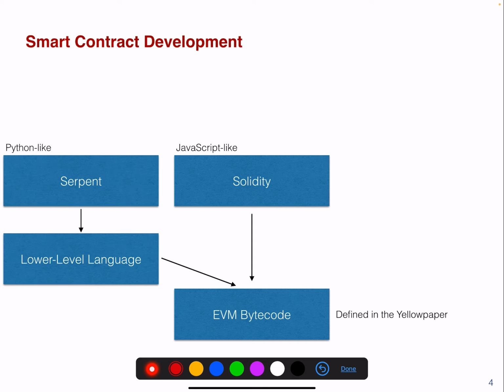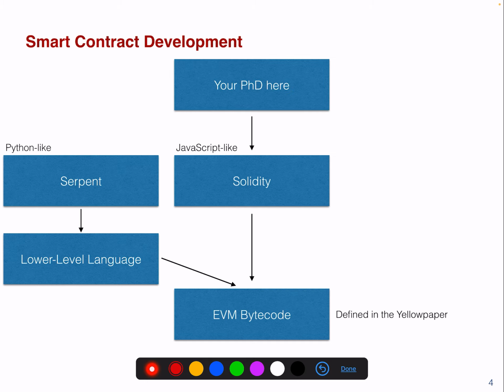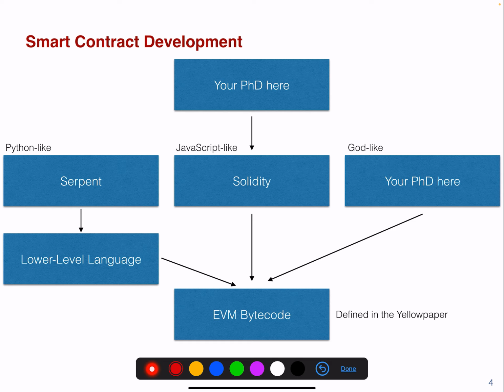And then there's the other alternative. You can, for example, use Serpent. There's also Viper. They're different languages, and they also compile back to EVM bytecode. You can actually create a higher-level language on top of Solidity if you like. That's your PhD there. Or if you really want to go godlike, why don't you just create a competitor to Solidity that maybe alleviates some of its drawbacks.